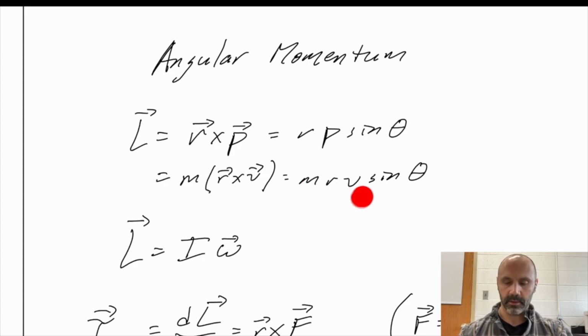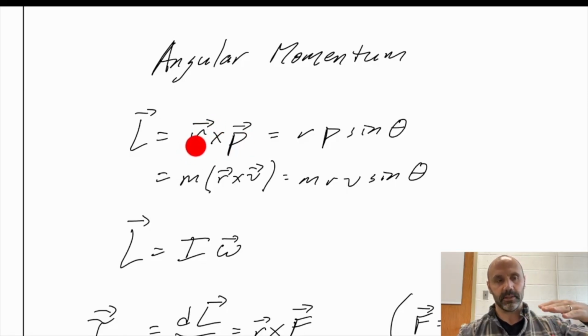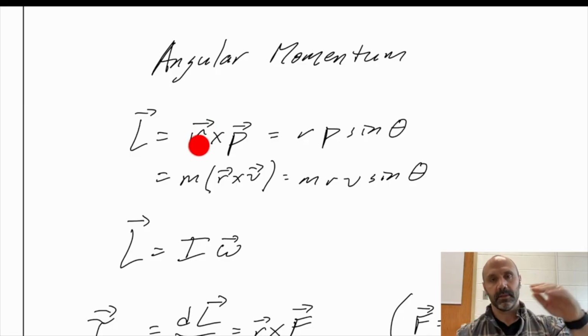Also MRV. Here we're talking about the magnitudes R and P. The theta, by the way, is the angle between R and P. They might not be moving 90 degrees from the point of rotation. What you do is you call this the line of action, right? So you start at the center of rotation, whatever that is, and you go out to where the object is. That's your R.